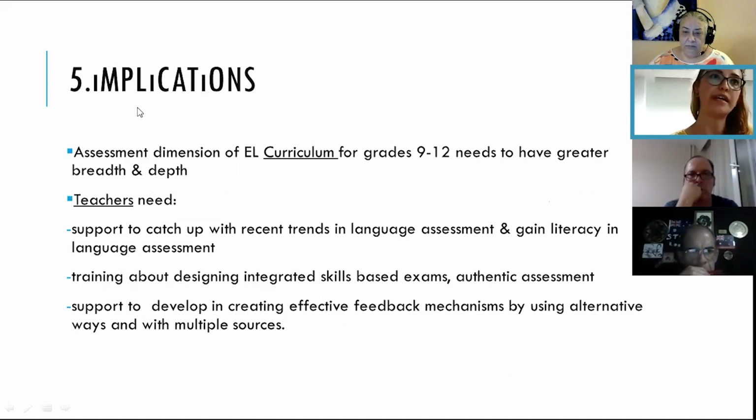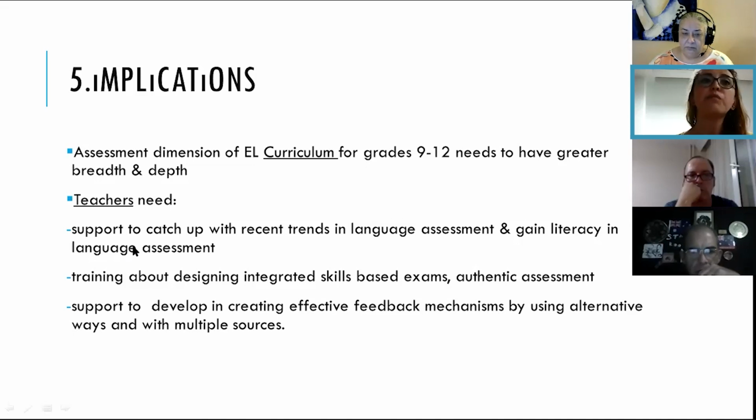And of course, I have some implications. Assessment dimension of the English language curriculum needs to have greater breadth and depth. It needs to have a framework, a deeper and more detailed maybe framework to tell teachers how to do what it is recommended there. Some implications for teachers.